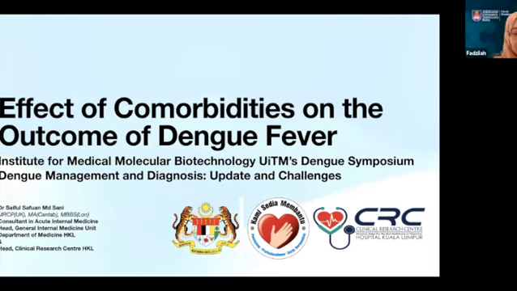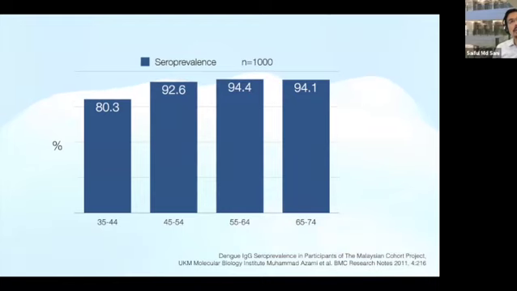Yes? Okay, right. So the topic that was given to me is the effect of comorbidities on the outcome of dengue fever. I think it is a challenging aspect of clinical management of dengue fever. Now, first and foremost, I think it's important that we appreciate that dengue in endemic countries such as Malaysia is truly prevalent. If you reside in Malaysia for more than a couple of years, you're bound to get dengue in your lifetime.